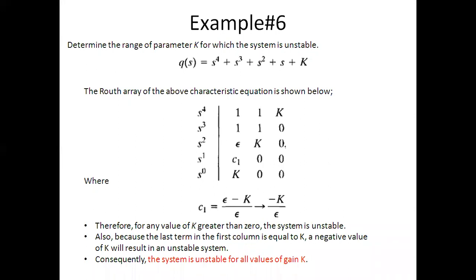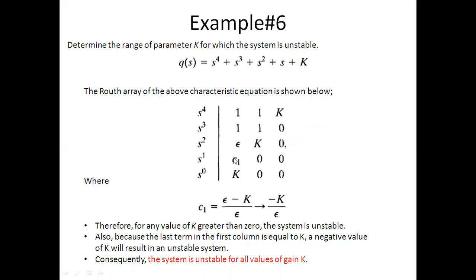It is the same kind of problem here. We have to find the range of parameter k for which the system is unstable. The rows will be 1, 1 and k for s to the power 4, and for s cube it will be 1, 1 and 0. Again, that is 0, 1 into 1 minus 1 into 1 by 1, that is 0, so it is replaced by epsilon. And then it is k, 1 into k minus 1 into 0 by 1, that is k.